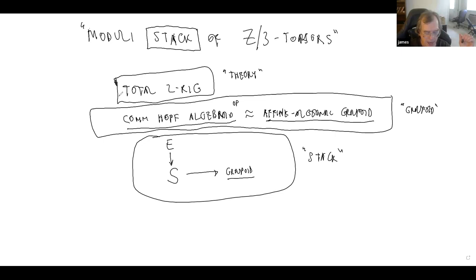Should we mention some ways of going between these? There's one that I do consider rather important. There's a way of going from here to here, and it's called the co-module category. So you can start out with a commutative Hopf algebroid. A commutative Hopf algebroid has something called co-modules, and the co-modules naturally form a total two rig. And in some sense, that's the right way to get from a commutative Hopf algebroid to a total two rig.